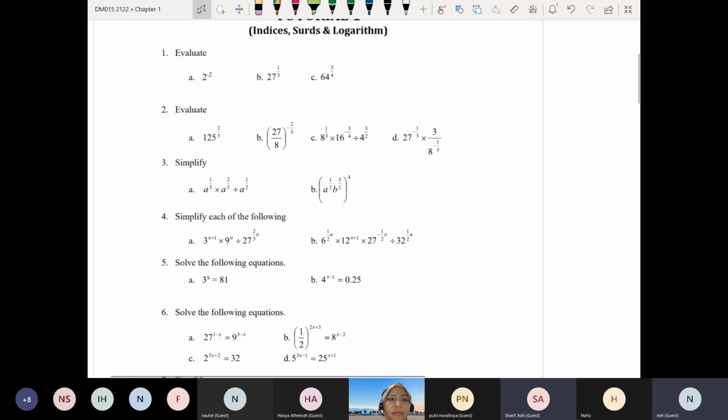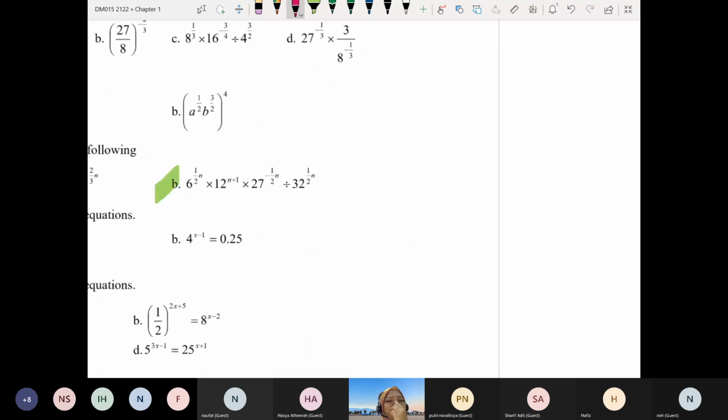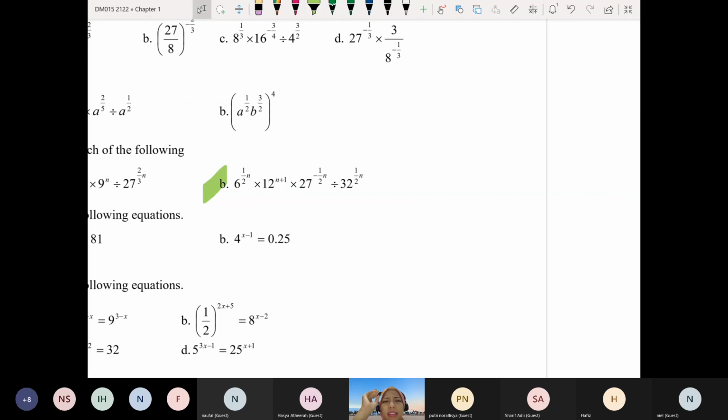Madam, for B, madam. Okay, let's look at for B. For B ini, the question 1, simplify each of the following. Okay. Simplify means you have to combine all these equation ini to the simplest base.